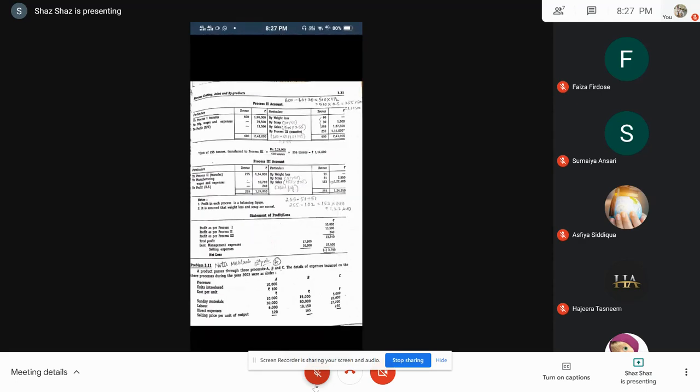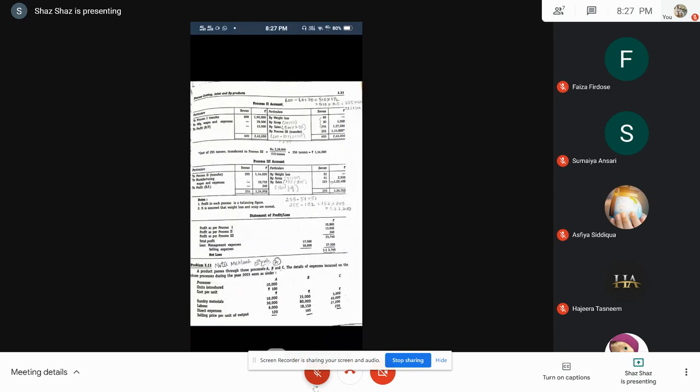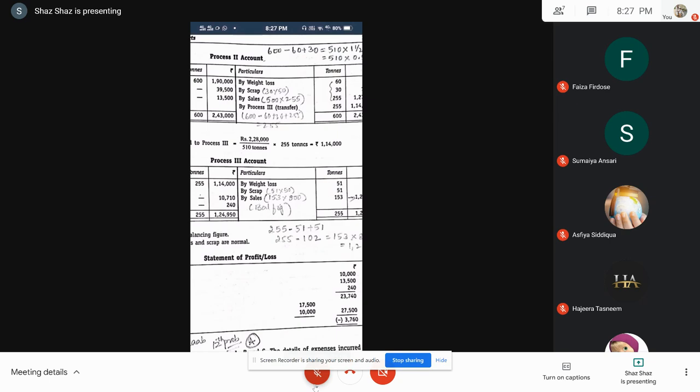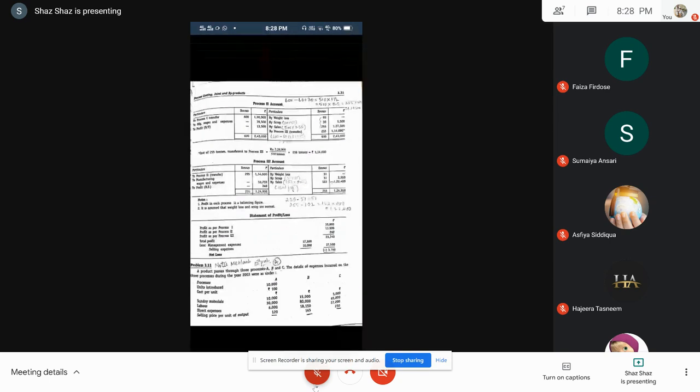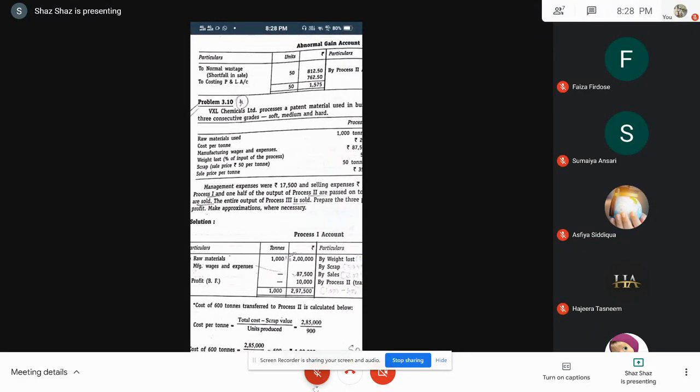Now take the weight loss for this. How much is the weight loss? They have told 20% on the input. So 250 into 20%, you will get 51. Further it is not sold, so this will be nil. Next, nothing is asked here. What is said here? The entire output of process 3 is sold.